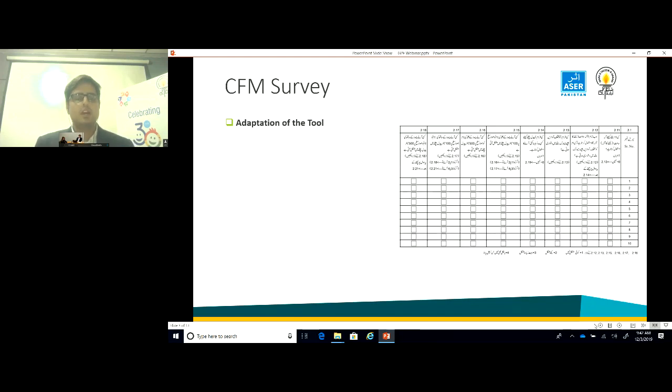Okay, so for the purpose of this survey, we have translated the child functioning questionnaire into Urdu language, which is the national language of Pakistan, and an excerpt from that particular survey is also shown on this particular slide. So Urdu is widely understood and is the national language of Pakistan.